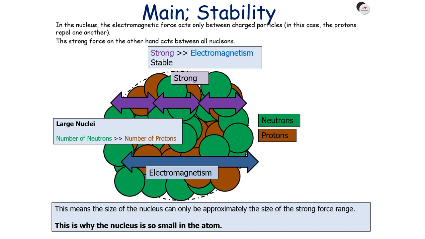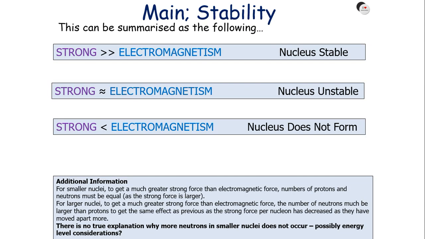Okay, so that's very important. But that's also why the size of the nucleus can only be approximately the size of the strong force range, because this pile of neutrons in there is only a short-term fix. It can only work for so long before the electromagnetic force is more repulsive again, so the nucleus can only be a limited size, which is why the nucleus is so small in the atom. So to summarize this information, if the strong force is a lot greater than electromagnetism, the nucleus is stable. If the strong force is about the same as electromagnetism, the nucleus is unstable. If the electromagnetism is greater than the strong force, the nucleus never forms.